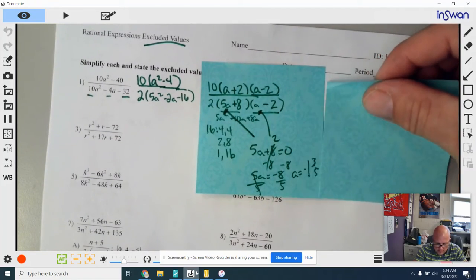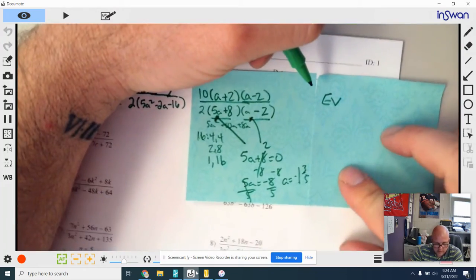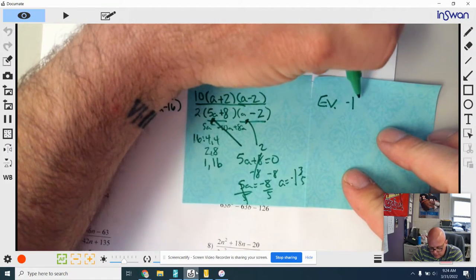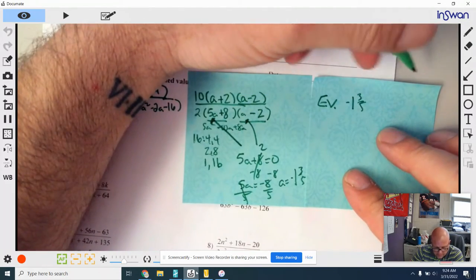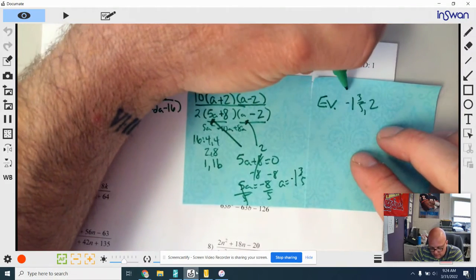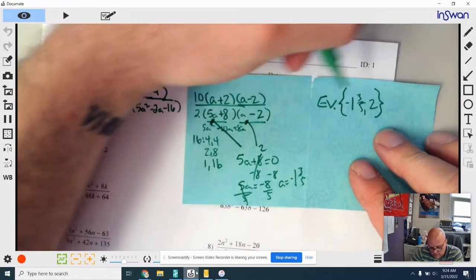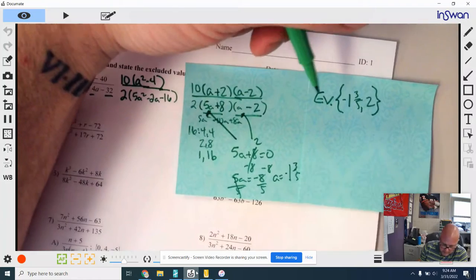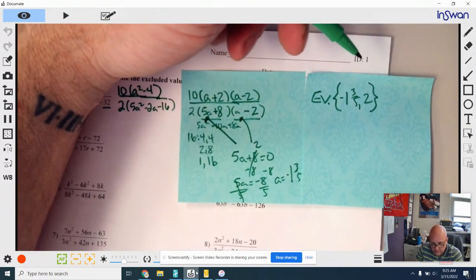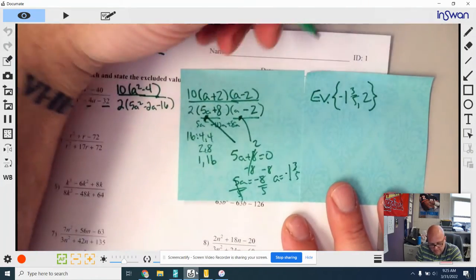Okay, so I'm going to say right here, EV. Sometimes I'll say EV, excluded values. So my excluded values are -1 and 3/5, and then +2. In terms of today's work, they're going to even put it like a little bracket there, which stands for excluded values, using this method here. Now, your excluded values, you could have none, perhaps. You could have 1, you could have 2, you could have 3. So there's really no limit there.